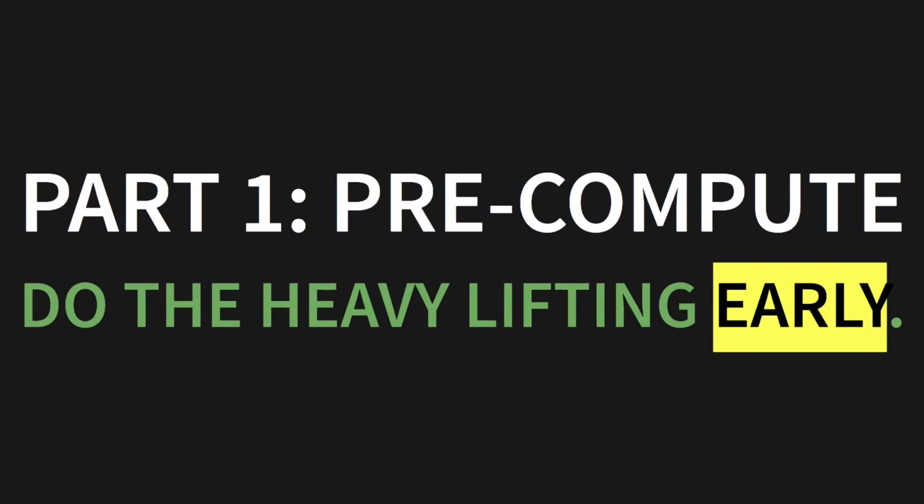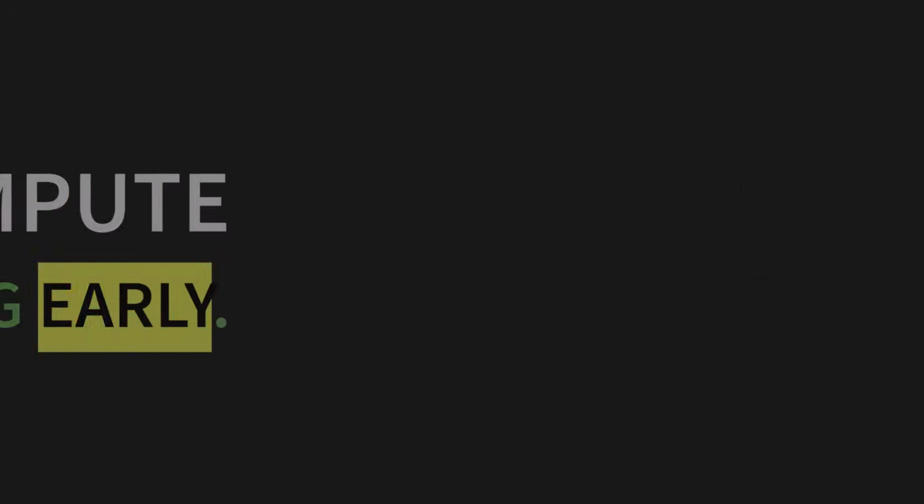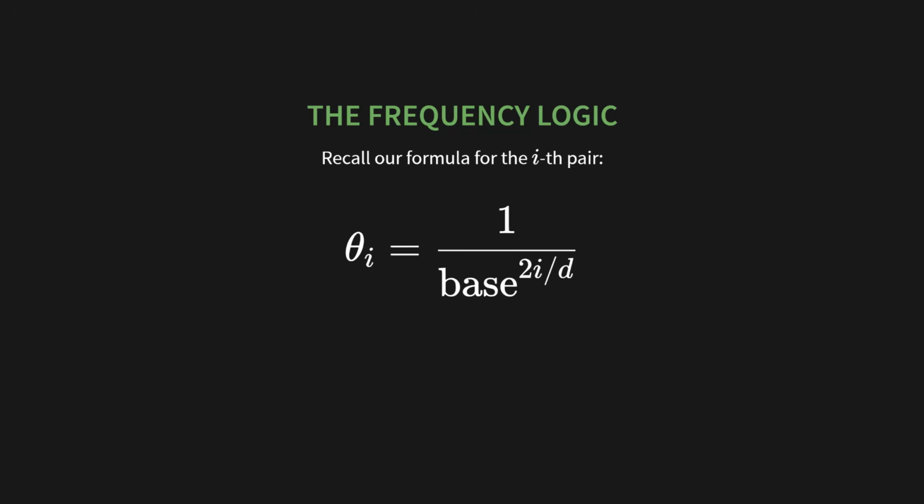The whole idea here is to do the heavy lifting early, so our model doesn't have to think about it later. Now, you'll recall our formula for the ith pair of dimensions. Theta i equals 1 divided by the base raised to the power of 2i over d. It looks a little intimidating, but it's not. The base is usually just a big number, like 10,000. That 2i over d part just creates evenly spaced steps across our head dimension d. That's all it's doing. So let's see how this translates to code.